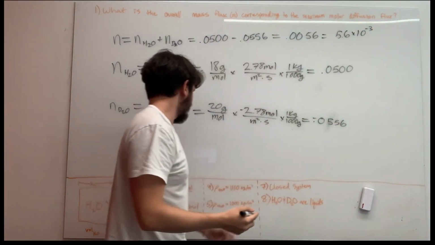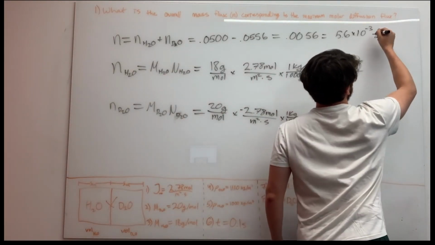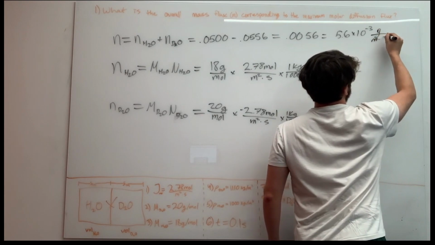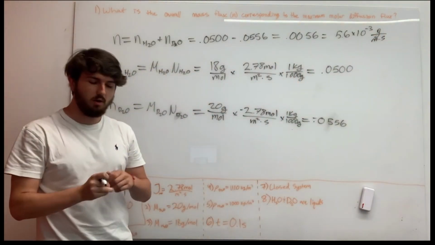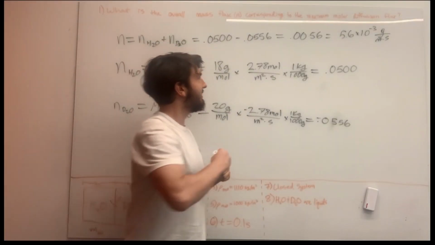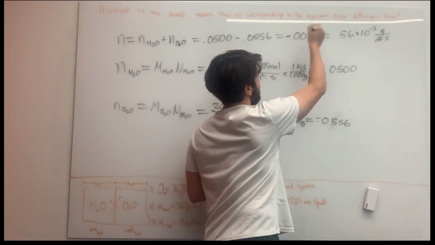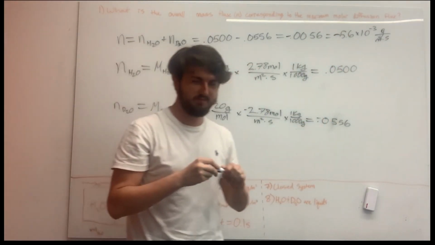And that is in grams over meters squared times seconds. And that is the answer to find the overall mass flux. I apologize, I made a mistake. This is actually supposed to be negative. These values right here, when you subtract them, that ends up being negative.